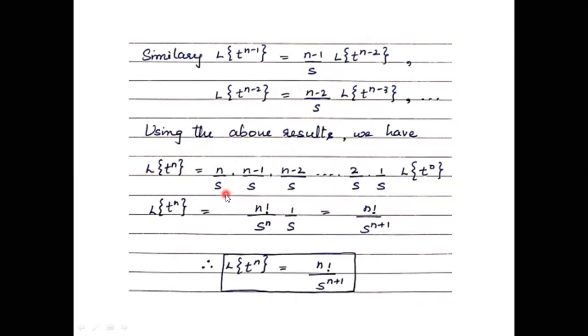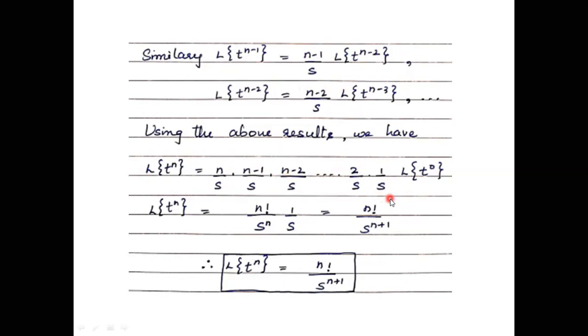Using all these results, I can write Laplace transform of t power n equal to n by s into Laplace transform of t power n minus 1. And Laplace transform of t power n minus 1 is n minus 1 by s into this. And this is n minus 2 by s into this. And so when I continue this, it will go up to 2 by s into Laplace transform of t, or 1 by s into Laplace transform of t power 0.